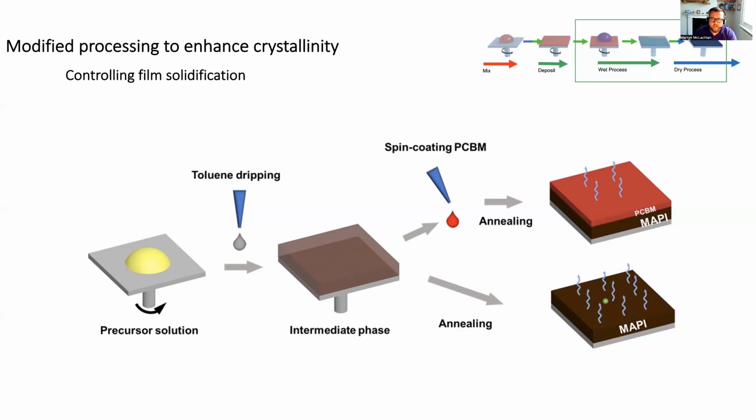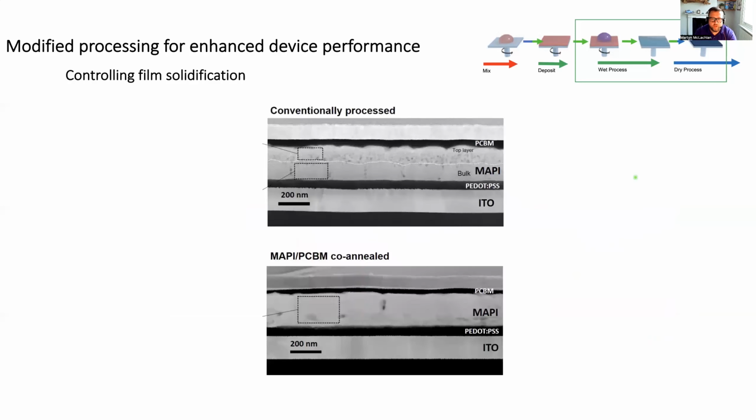In this case, we simply inserted the fullerene layer, the PCBM in this case, prior to the annealing of the film, and studied the influence of having a PCBM capping layer versus the normal conventional processing where it would be absent. Cross-sectional transmission electron microscope images revealed really marked differences between the films that were processed via the conventional and the co-annealing route with PCBM.